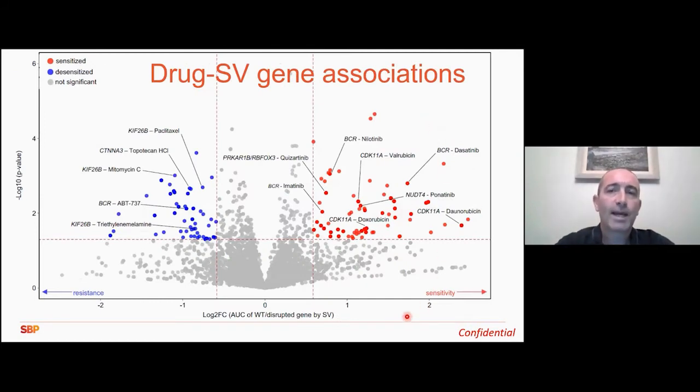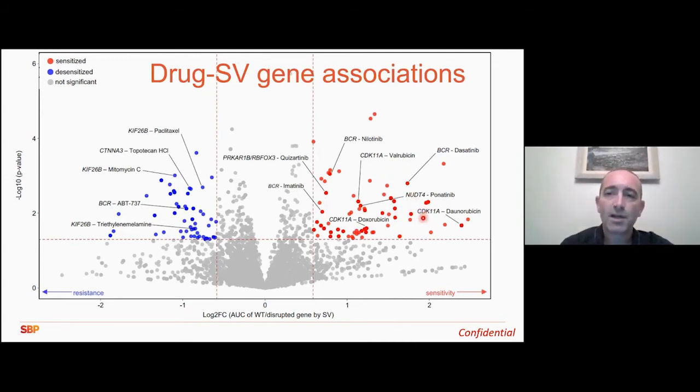So this volcano plot here is the integration of these two diverse data sets. Every spot in this volcano plot represents a structural variant that occurs in at least 2 of our samples that is associated with a change in drug viability. That is, in blue, structural variants that are associated with resistance to the drugs in question, and in red, structural variants that are associated with sensitivity to the drugs in question.